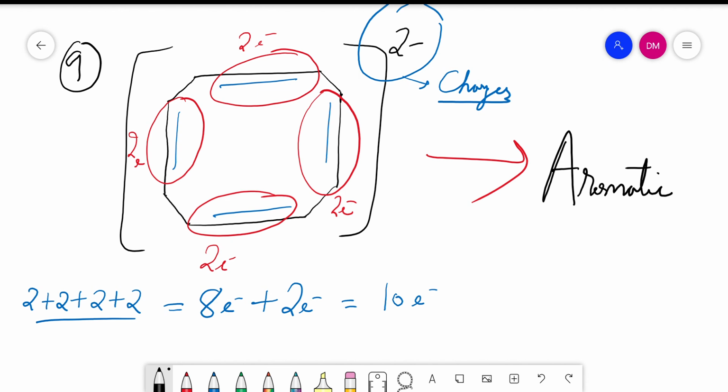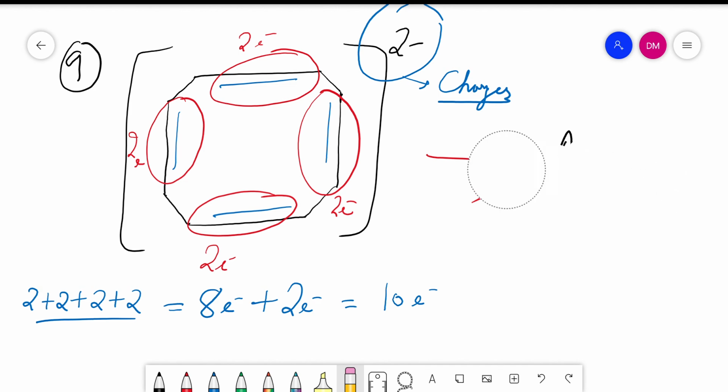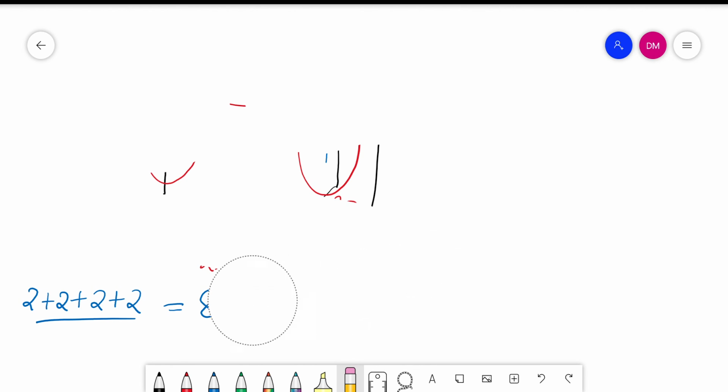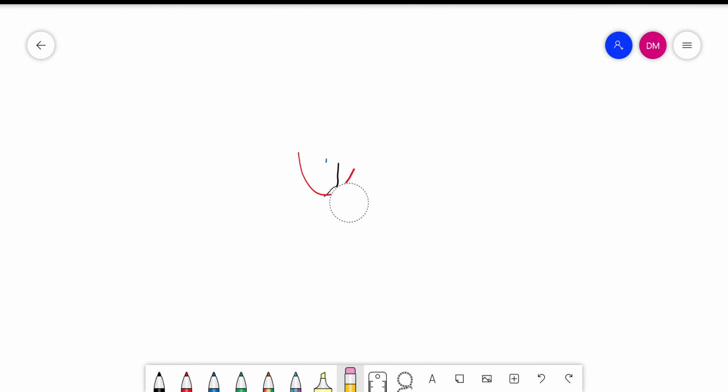Take a screenshot, then we will move to our next question. Yeah, done. Okay, let me erase this part. So now we will move to question number 10. This one is a conjugated one.